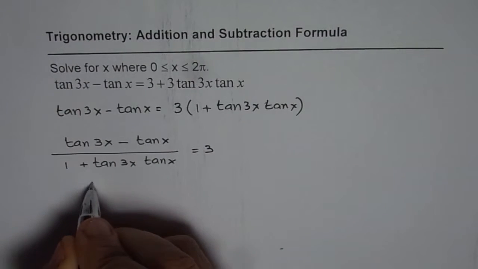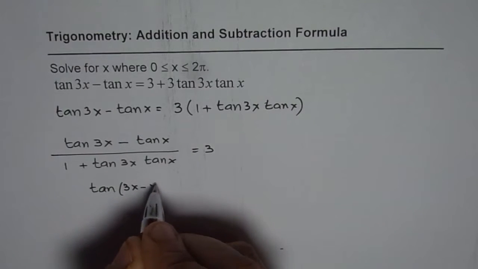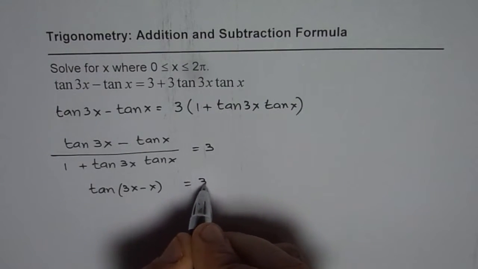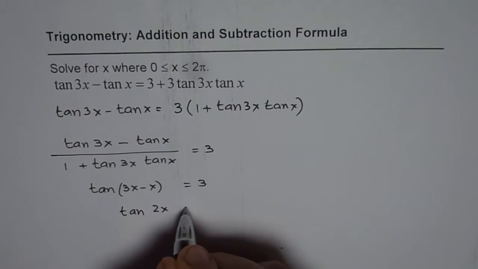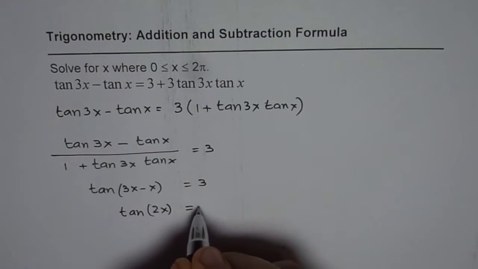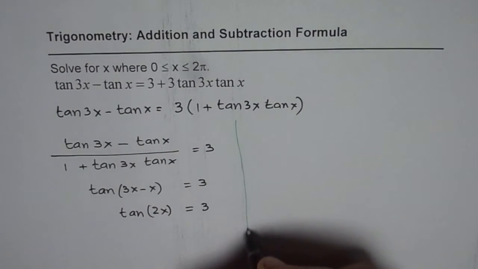Now the left side here is tan (a minus b), correct? So we could write this as tan of (3x minus x) equals 3, or tan of 2x equals 3. So we get tan 2x equals 3, right? Now we need to find what value will give us 3 for tan 2x. So we can solve for it.